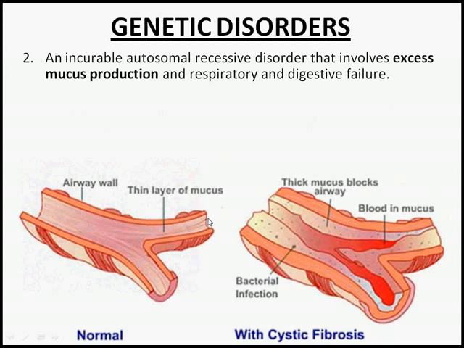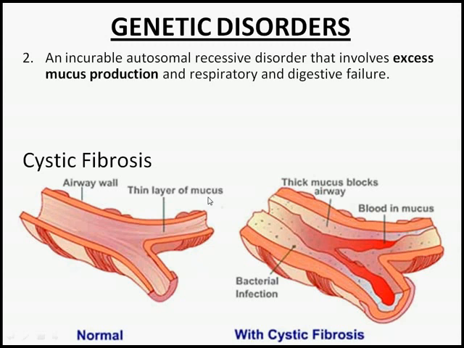The second genetic disorder is currently incurable. It's autosomal recessive, and it involves excess mucus production, usually in the lungs, which causes respiratory and sometimes digestive failure. This is called cystic fibrosis. I'm sure this is something you've heard of before, as was probably the last one.